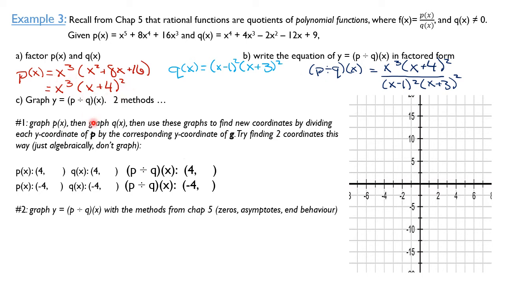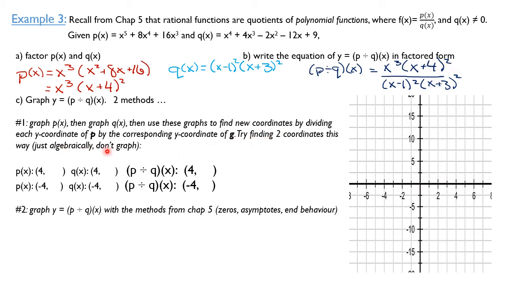You know how to graph that. Then graph Q at x. You know how to graph that. Just graph them individually. Then use these graphs to find new coordinates by dividing each y coordinate of P by the corresponding y coordinate of Q. So you're just dividing. That's what we're doing. Try to find two coordinates this way.